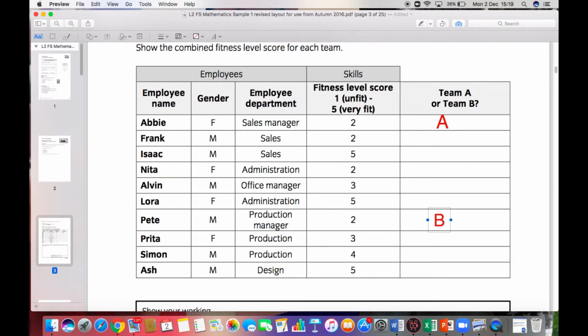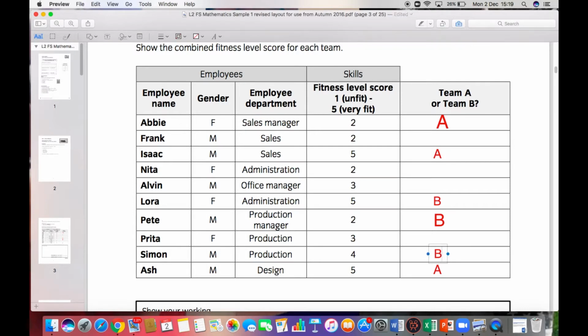Okay, so they've already got a combined fitness level. Now we've got some production staff and some admin staff. Now I'm going to look for similar numbers and try and put them in as best I can. So here, 5 and 5. So I'm going to put this one in A and this one in B. Okay. Then I have got a 4 here and a 5 here. So I'm going to put this 5 in team A and this 4 in team B.